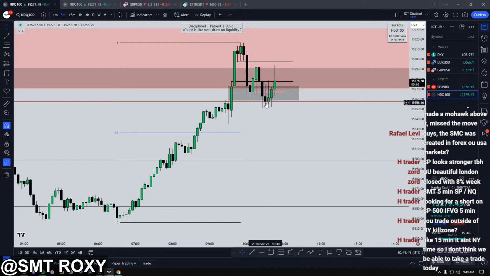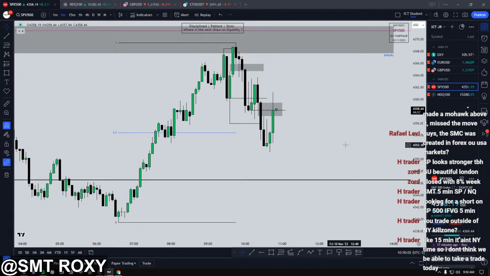These highs being taken out. I want to see this close below now, if we want to drop, around this low, right there. Just drop below that. Let's go back to SPX now. SPX is still inside that BISI, or SIBI, I mean. I would need to see strong displacement for NQ now, but I don't think we're getting that yet.